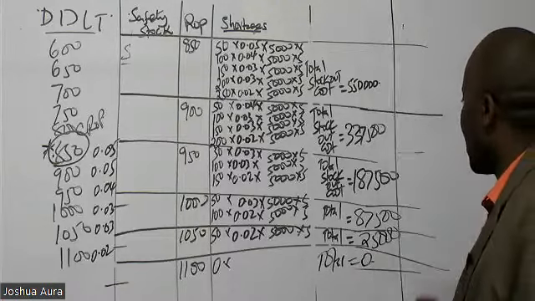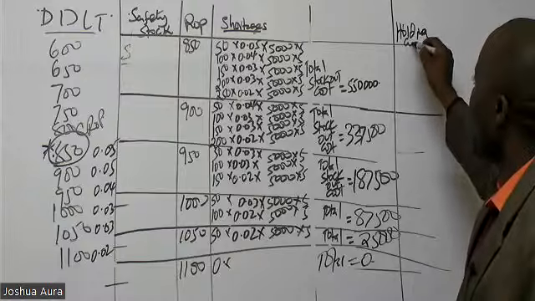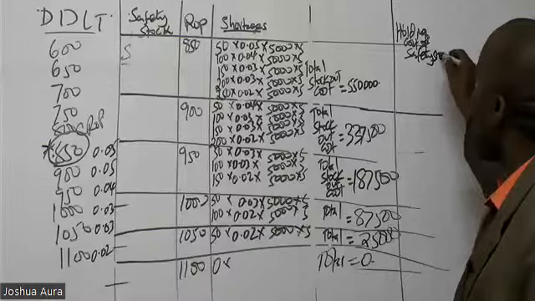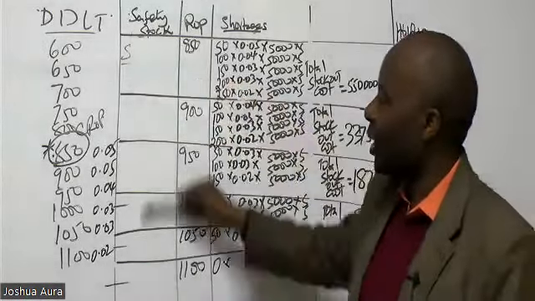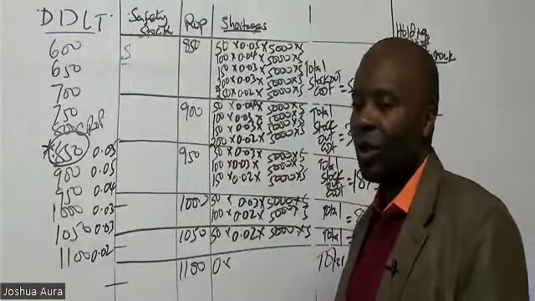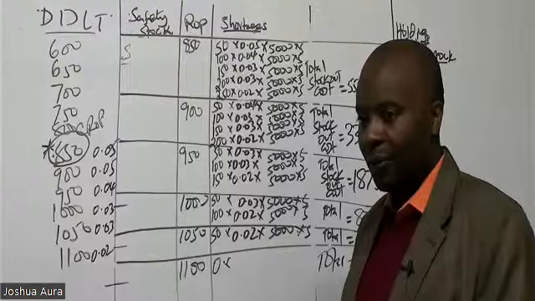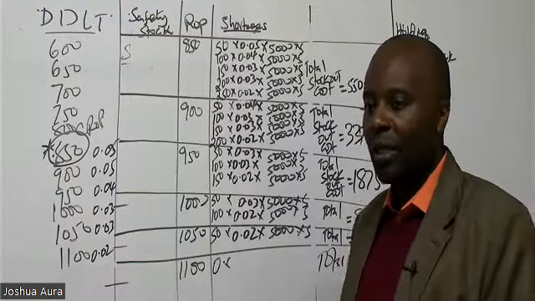So like that. Now, the next thing will be the holding cost. Holding cost of safety stock. Safety stock. But first of all, is there anybody who can give me these safety stocks downwards?